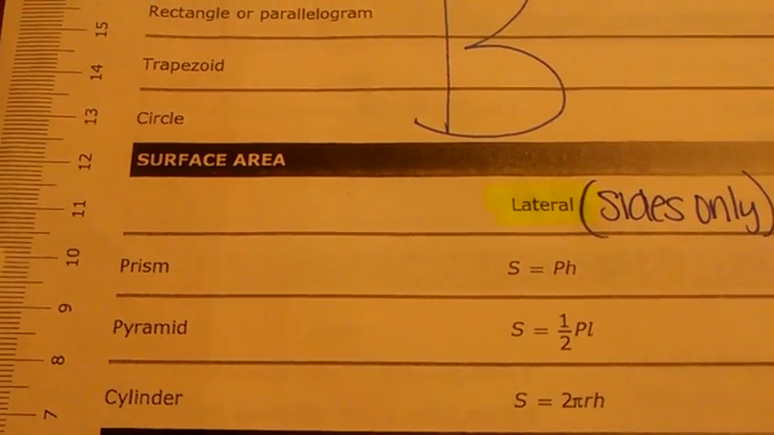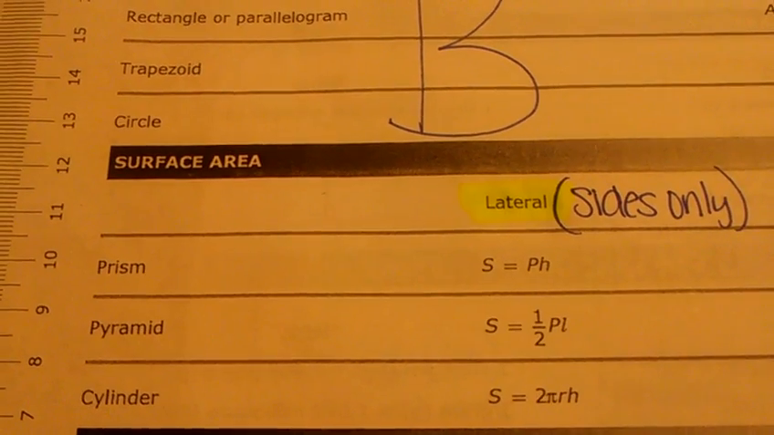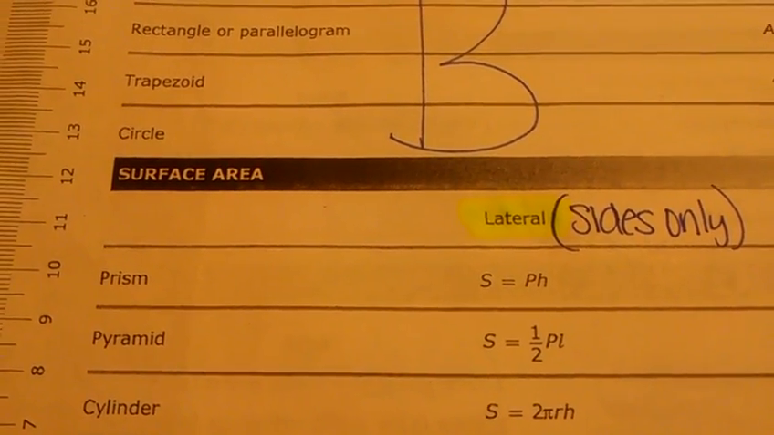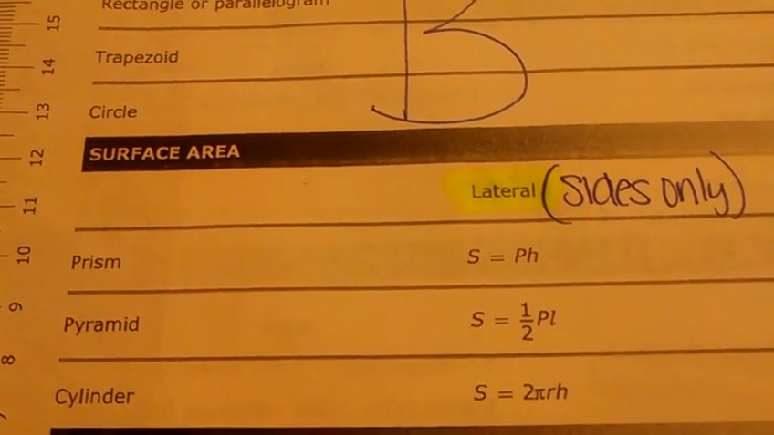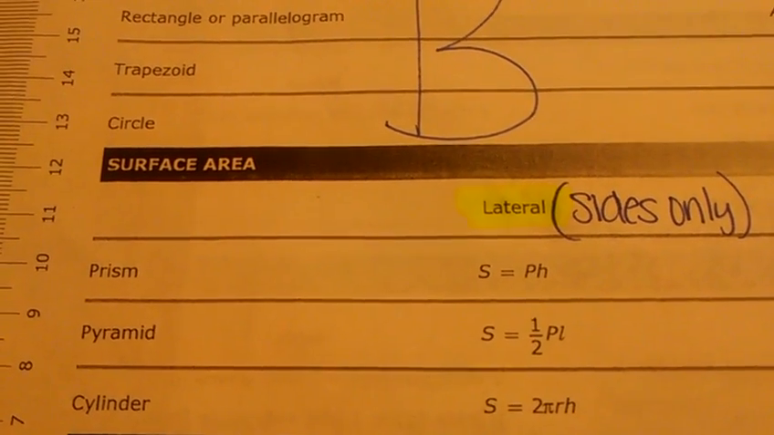Okay, our next measurement we're going to be looking for is surface area. Surface area. What exactly is the surface area? We just spent some time talking about volume. Now we're moving on to surface area. Well, let's think of the word surface area.